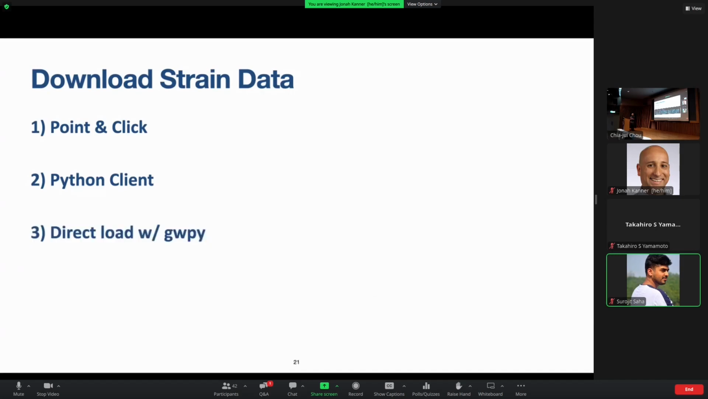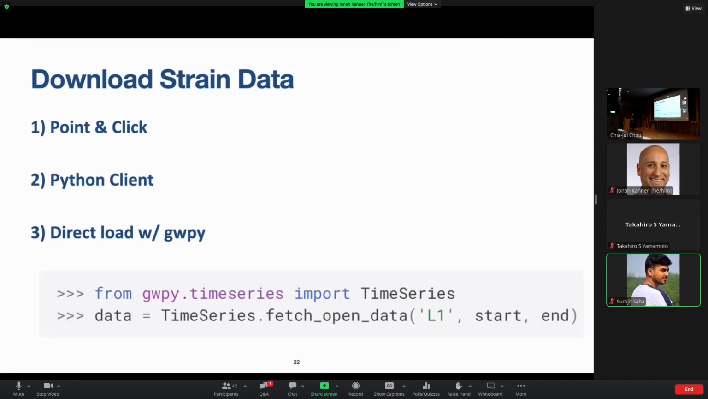Again, very simple. There's also a convenient function in a popular software package, GWPy. Inside of GWPy, there's a command to fetch open data. This command will automatically find the data file, download the data file, open it up, and then load the data into an object. So again, very convenient for Python scripting.